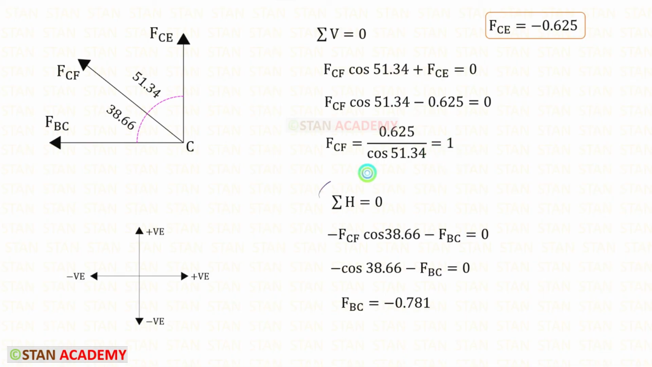Now let us apply this rule. We have to resolve FCF in the horizontal direction. To keep it horizontal, we need this angle. So with the FCF, we have to multiply cos 38.66. Since it is acting towards the left side, it will be negative. FBC is acting towards the left side, so it is also negative. Just before we have found FCF 1, we can apply that. For FBC, we will get minus 0.781.